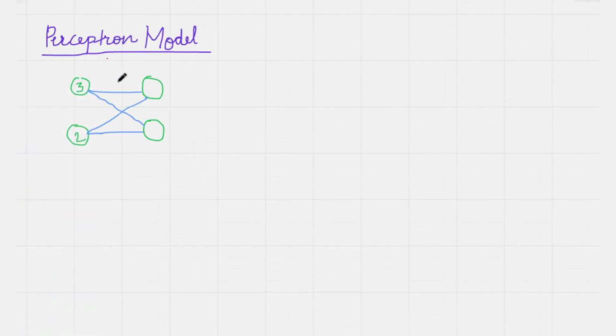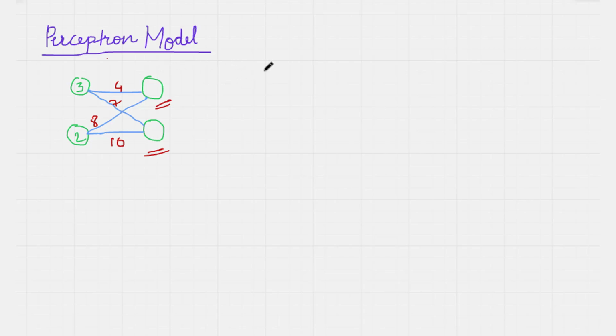Say here this weight will be 4. Let this one be 7. Let this be 8 and let this be, say, 10. Now we need to calculate this value and this value. Now check on this node what inputs are coming. One is this connection, one is this connection. So what multiplication do we need?